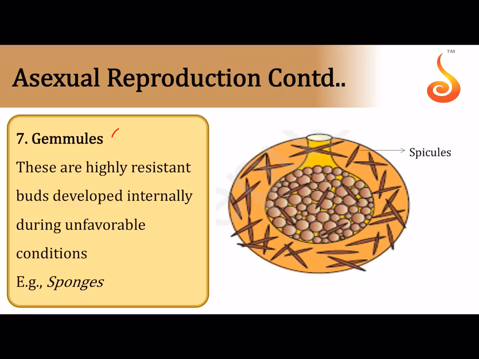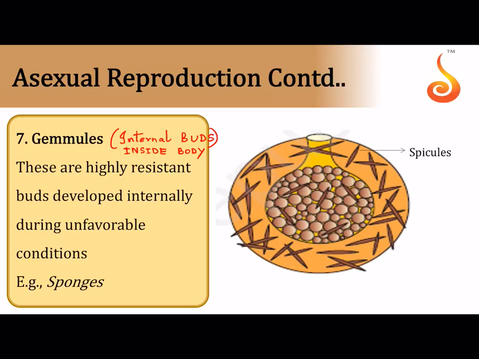Gemmules. Now gemmules are also called internal buds. Why are they called internal buds? Because they are produced inside the body, not on the surface like in hydra, which we saw. They are also buds only. Gemmules also come under buds, budding. But the buds are not produced on the surface like how we saw in hydra.